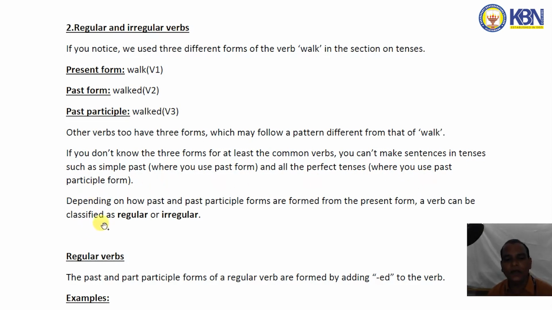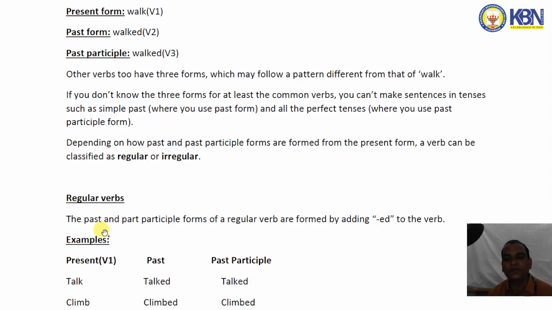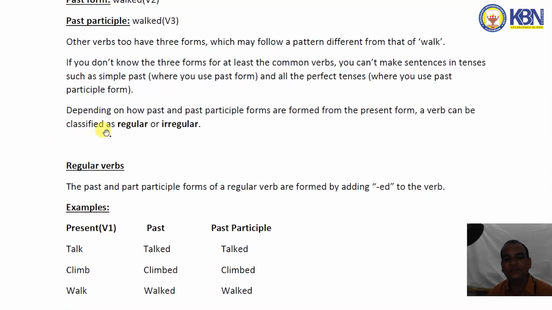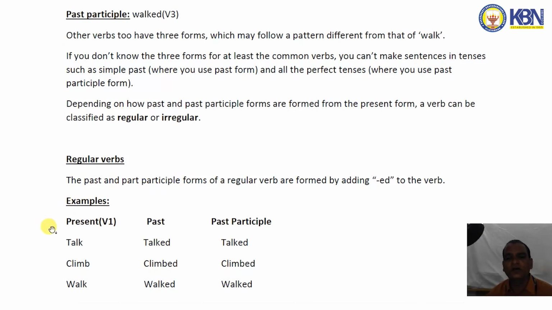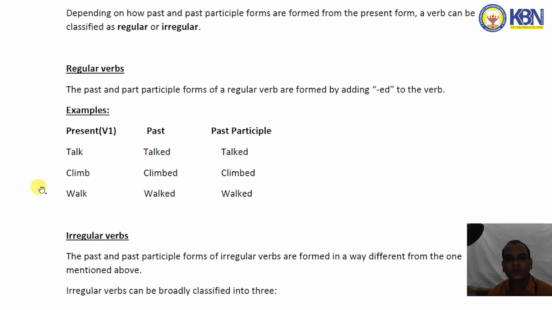So depending on how past and past participle forms are formed from the present form, a verb can be classified as a regular, irregular. అయితే ఈ యొక్క వర్బ్ ఫామ్స్లో మనకి V1, V2, V3 ఫామ్ ఉన్నట్టుగానే then there are 2 kinds of verbs. Those are number 1 regular verbs and irregular verbs. Then what are regular verbs and what are irregular verbs? Let us see. So the past and participle forms of a regular verb are formed by adding ed to the verb. Then how can we form a regular verb? By adding ed to the base form of the verb.